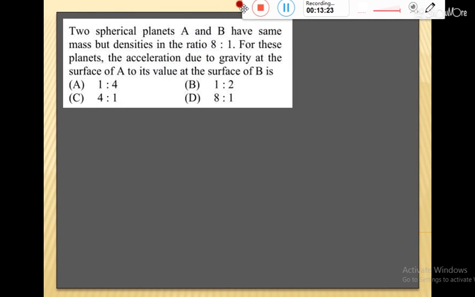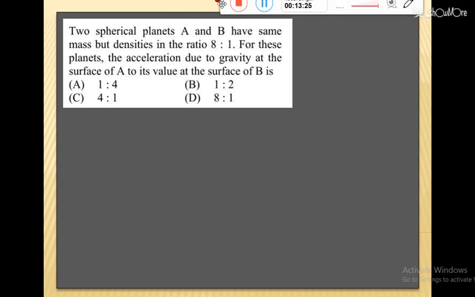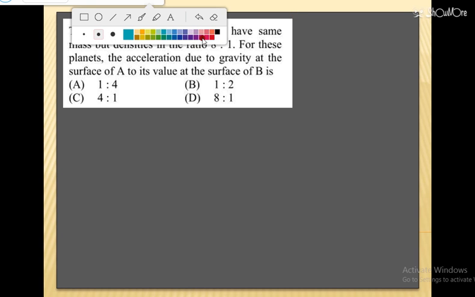Question number 3 is: two spherical planets have same mass but densities are in ratio 8:1. For these planets, the acceleration due to gravity at the surface of A to its value at the surface of B is? So a very good new question, similar type to what we did a little while ago. So you can try this question. I am giving time of 1 minute. You can pause the video and you can try this question side by side.